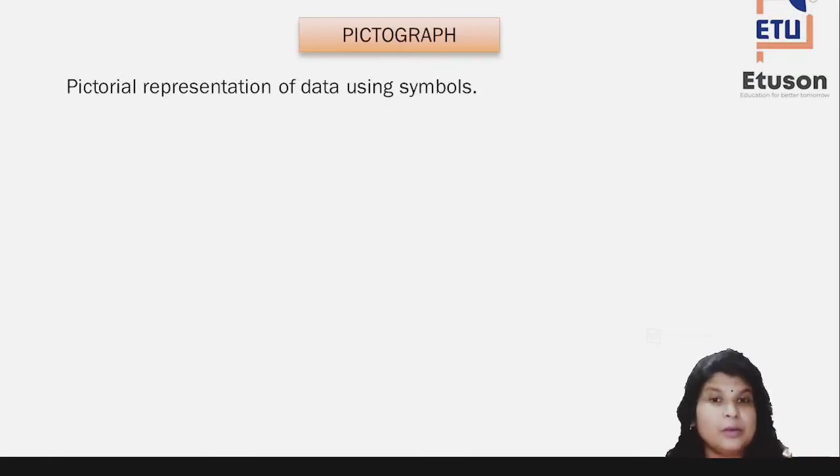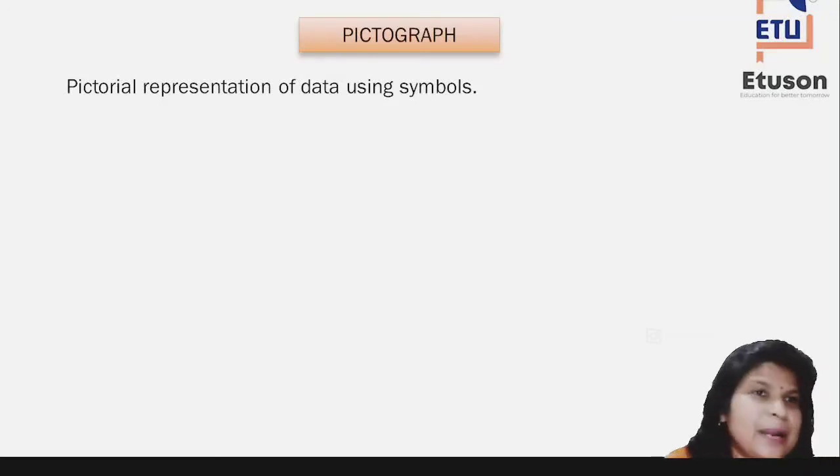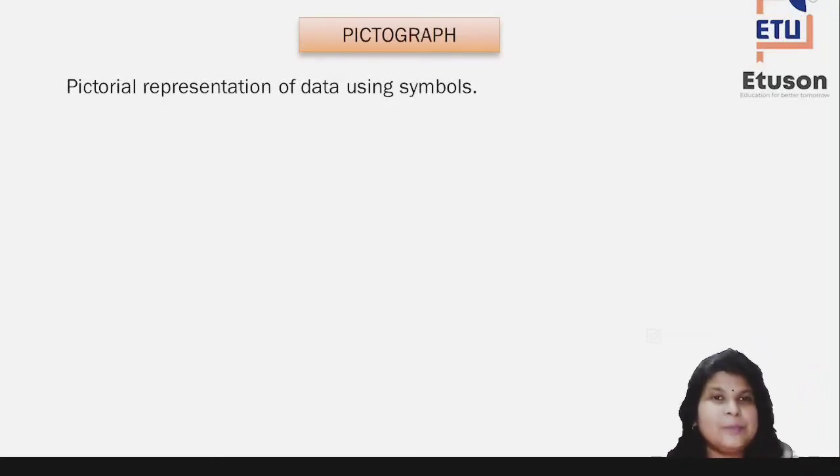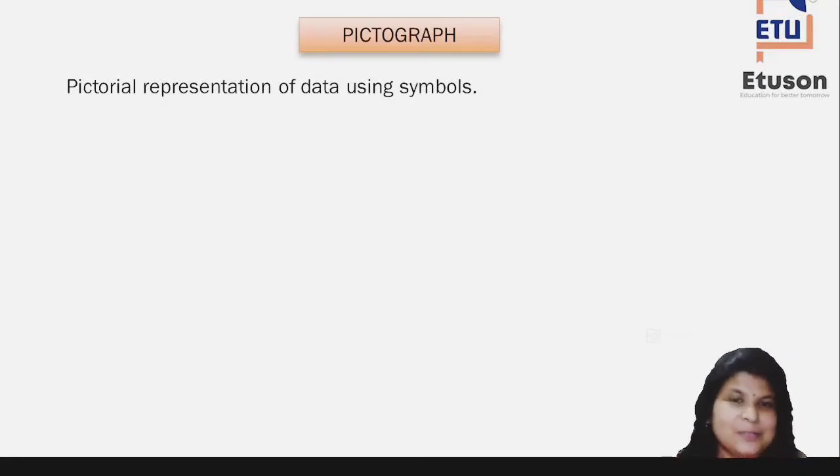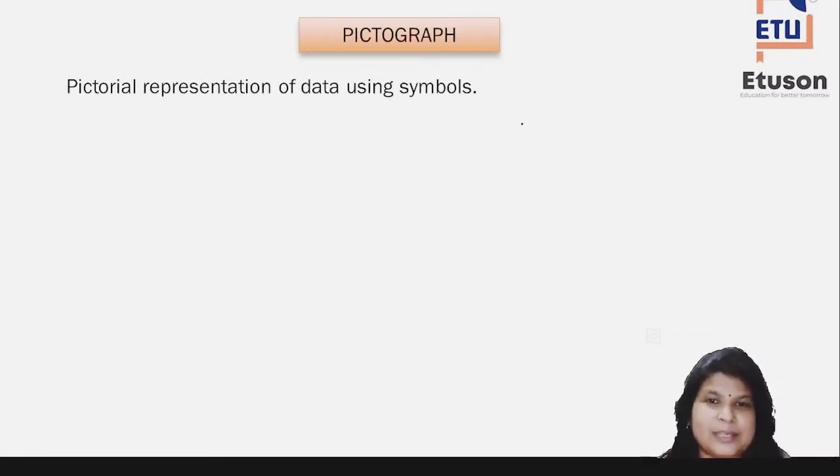Now, what do you mean by symbols here? What kind of symbol are you going to use? Like, suppose you are representing the runs scored by a batsman. Suppose the batsman has scored 50 runs, and each 10 runs scored by the batsman, you will represent by a bat. So in this case the symbol you have used is a bat.